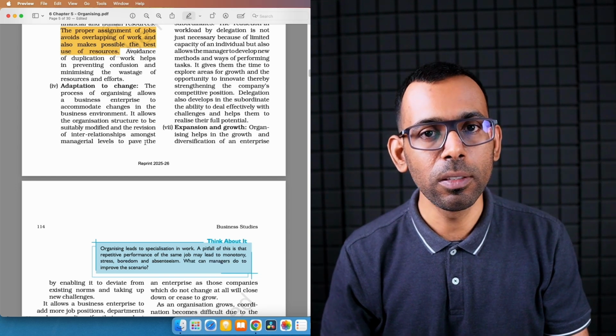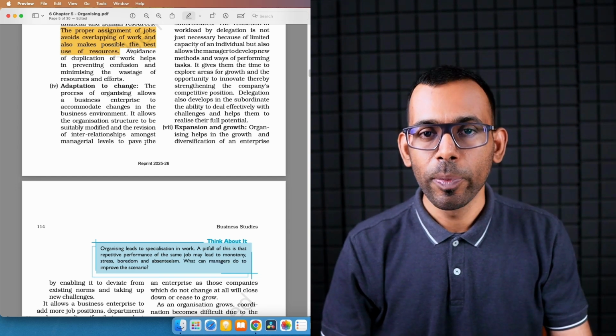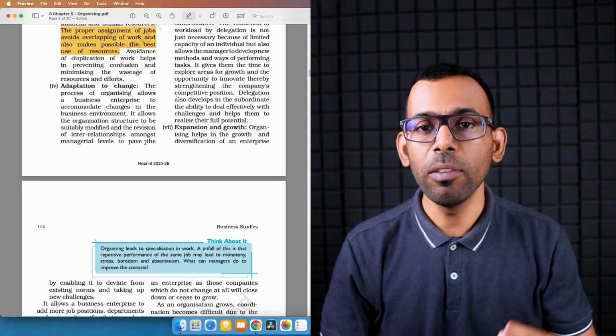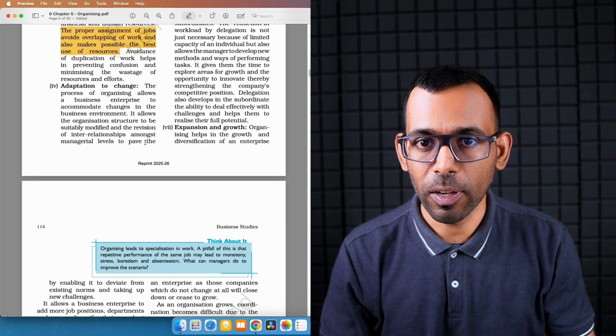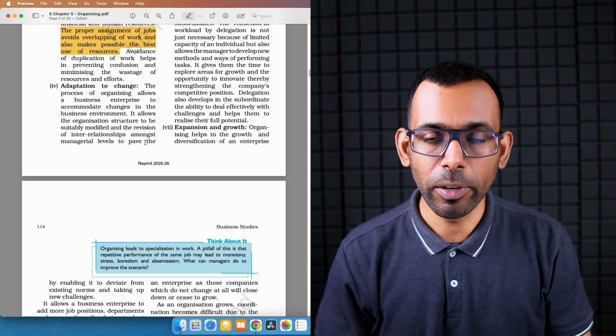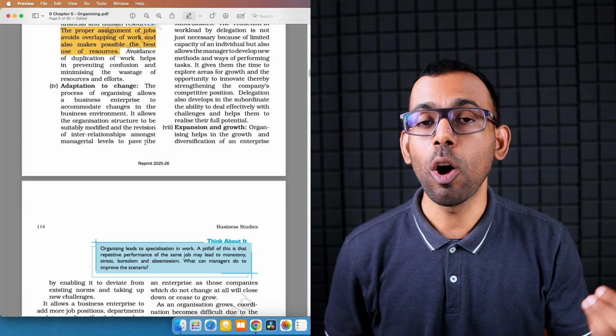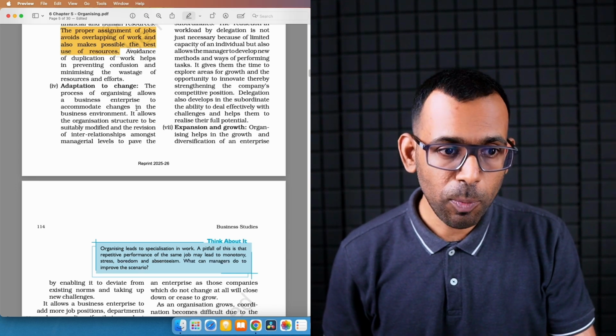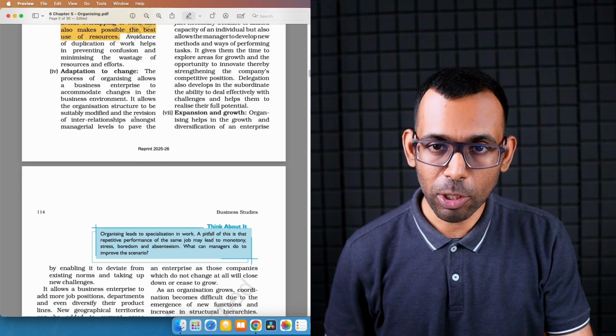Now because of this, the information flow has quickened. And because of this, as employees, we will be able to do work much faster and the organization will be able to have more productivity. Now this is purely because of the organizing function. So this is the first point with respect to adaptation to change.